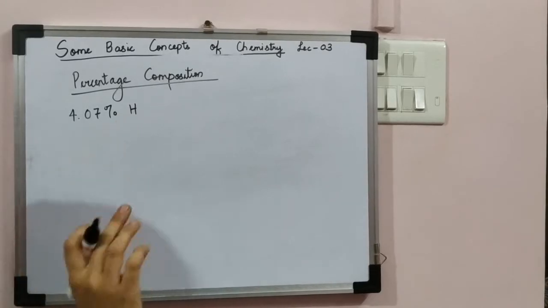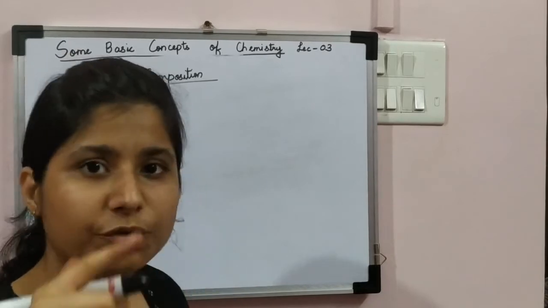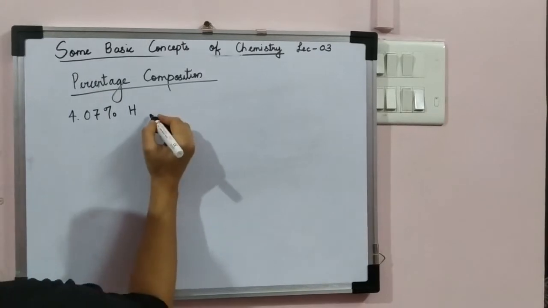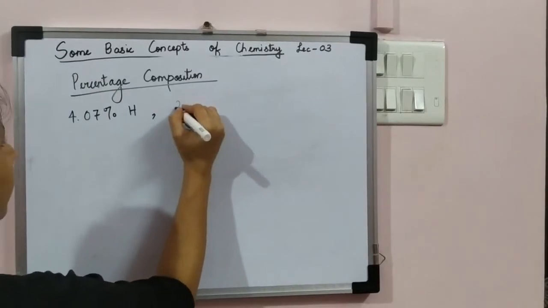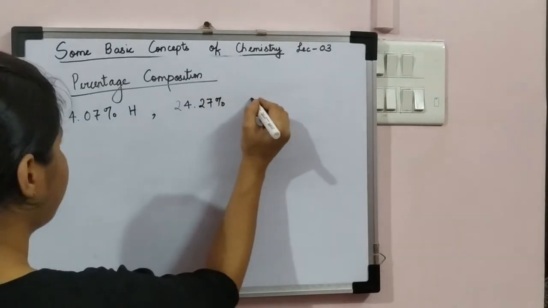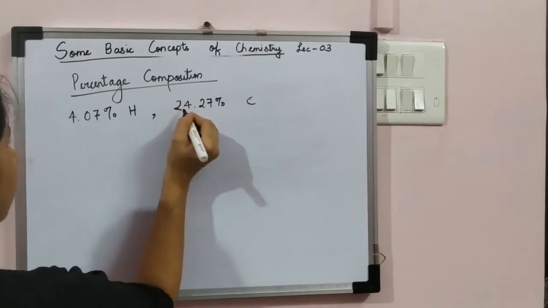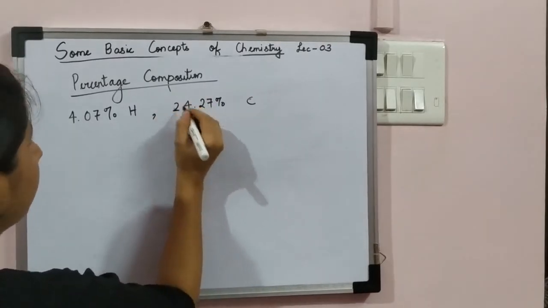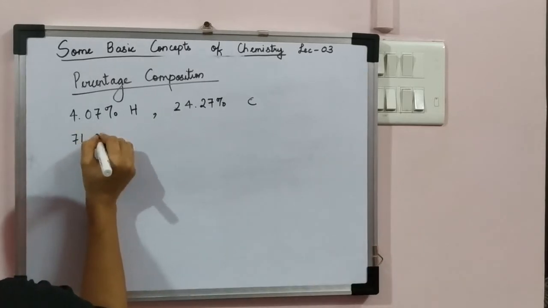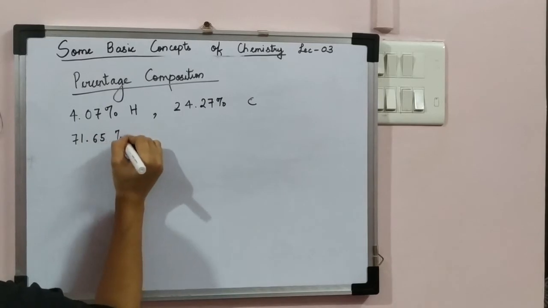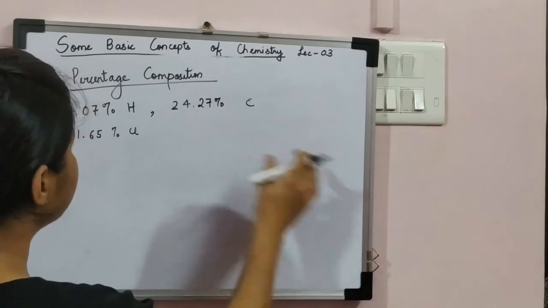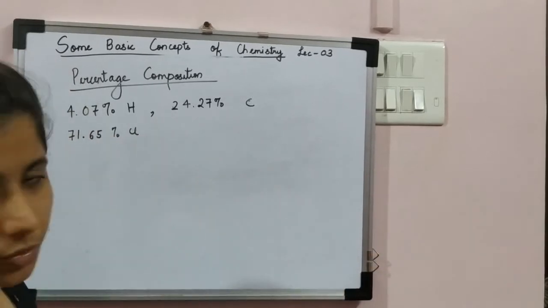It is just given as hydrogen. When they say hydrogen molecule, then you have to use H2. But when they say just hydrogen, hydrogen is just H. Then what are the other things given? It is given that there is 24.27% by weight of carbon, and 71.65% by weight of chlorine. There is no other substance present. If I add these three, this comes out to be 100%.